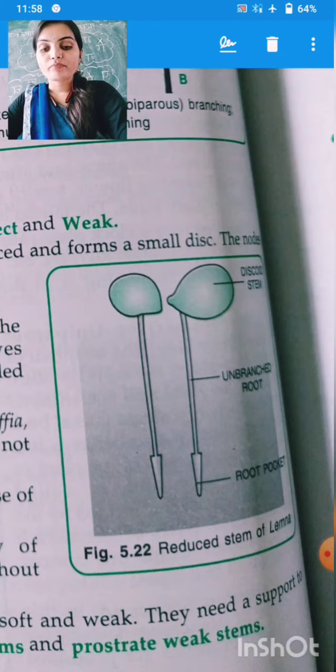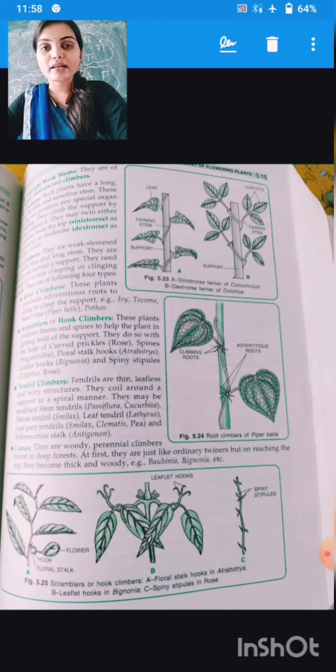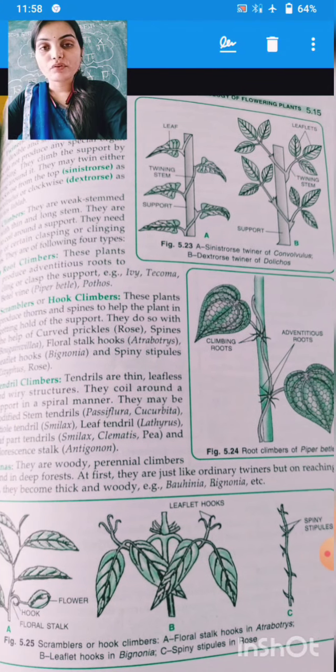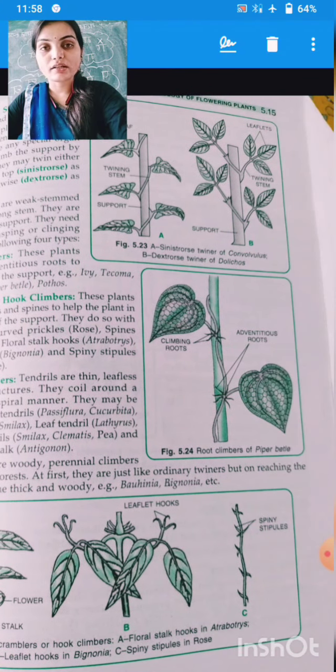Okay, after that in the next diagram you can see the different types of stem which are climbing around an object. As you can see in diagram A, the twining of the stem is in a round and round structure, and in each twist you are able to see a single leaf.